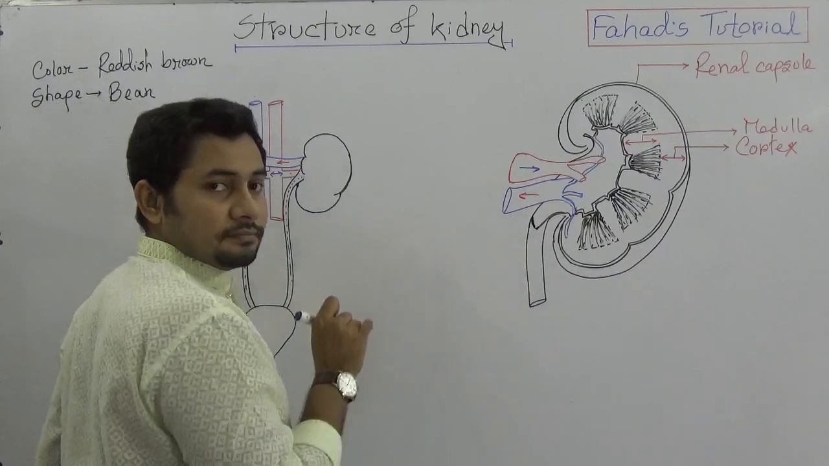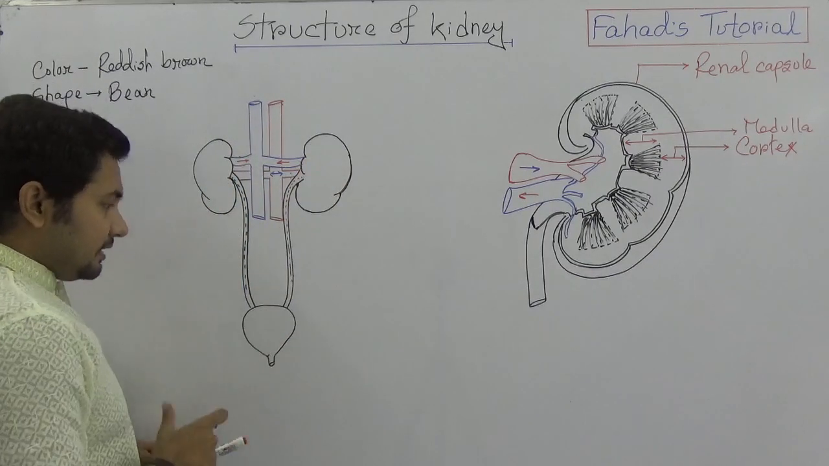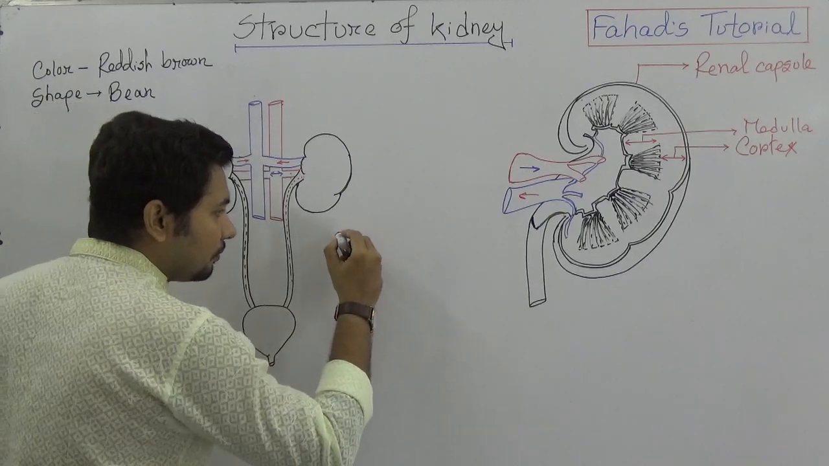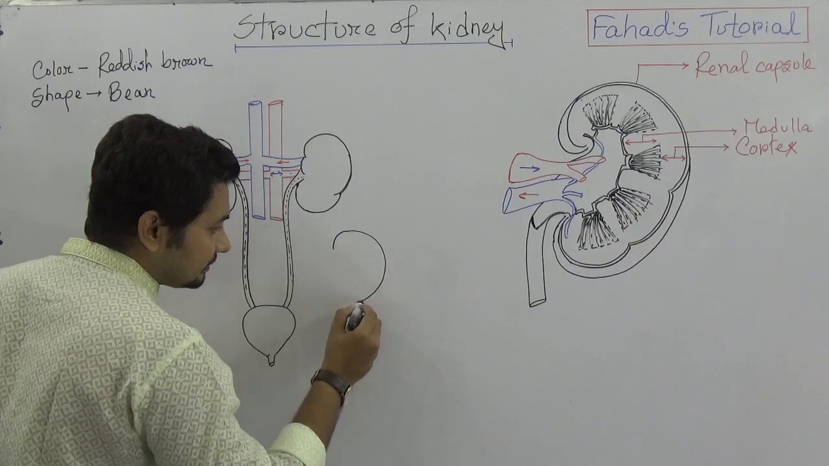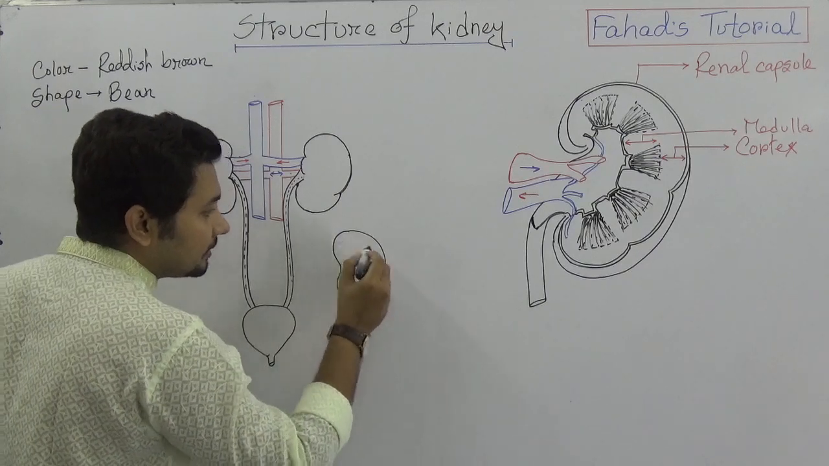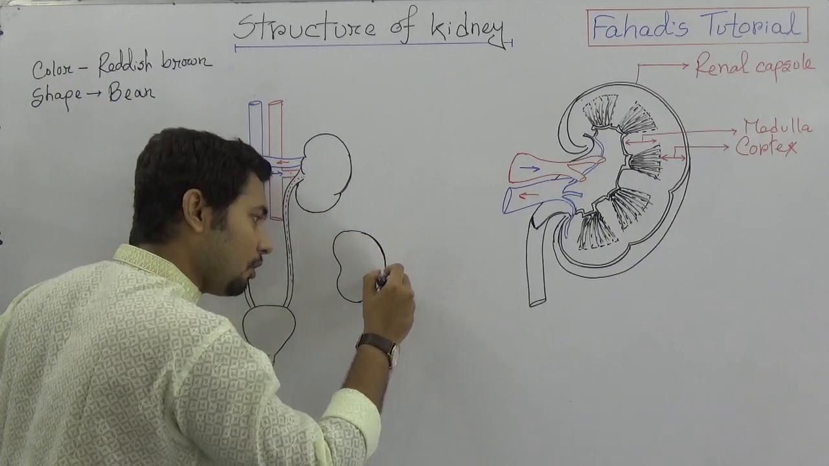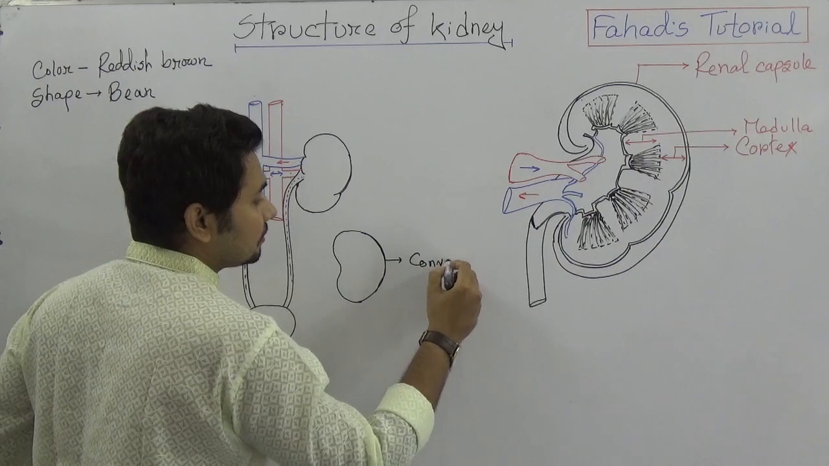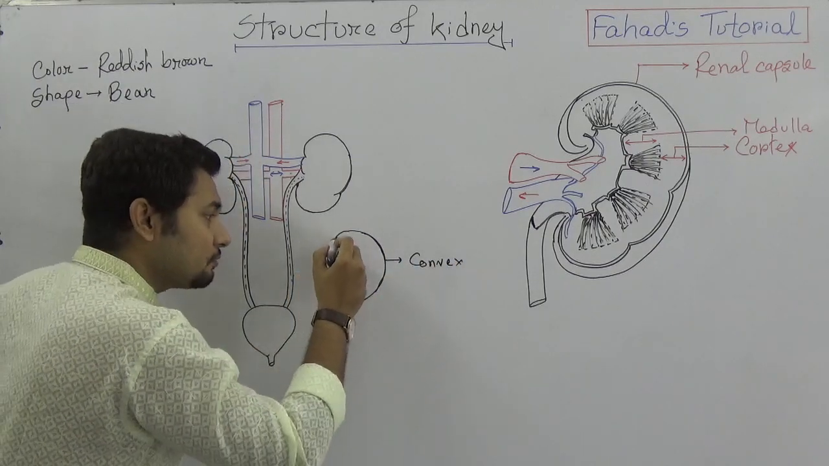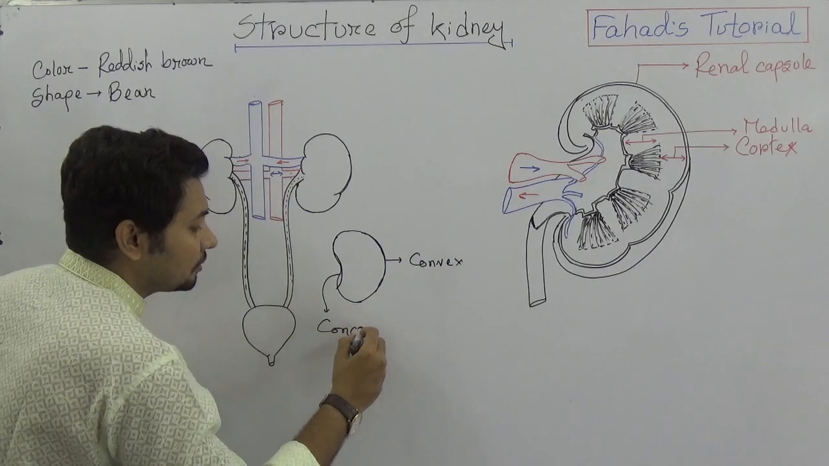Okay. One thing is important. You see this kidney, there is an external and an internal side. The external side is bean shaped. This is the convex part, and this one is the concave part.